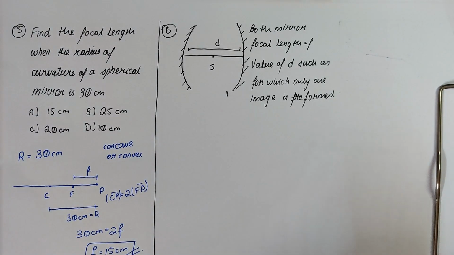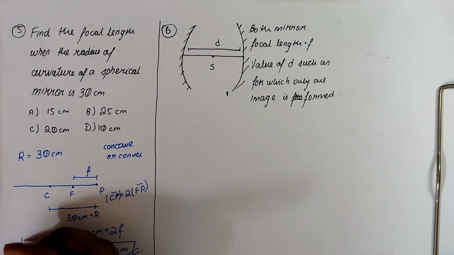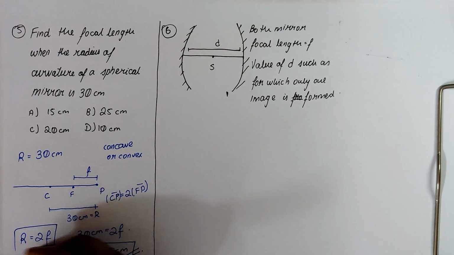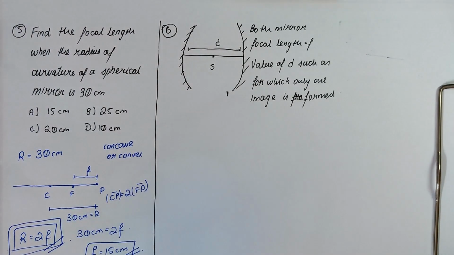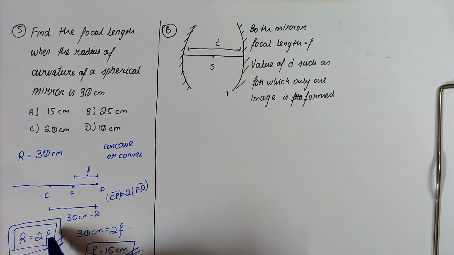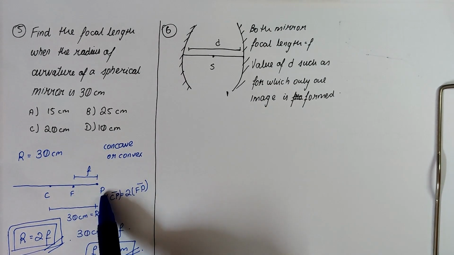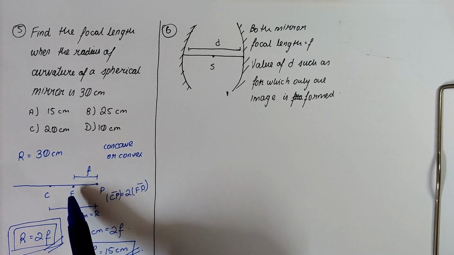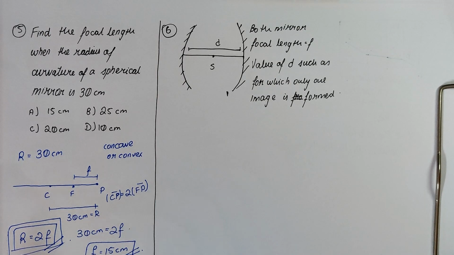So the formula that is required here is R equals 2f. This is the formula that is required to solve this problem. While R is the distance between C and P, f is the distance between F and P. These two distances are the same, so F is the midpoint between C and P. Now let's go to the next question.